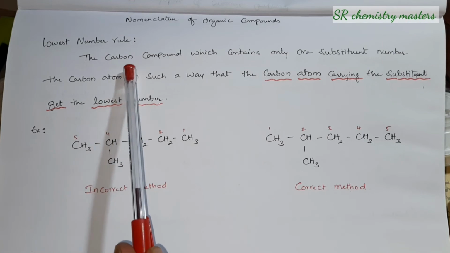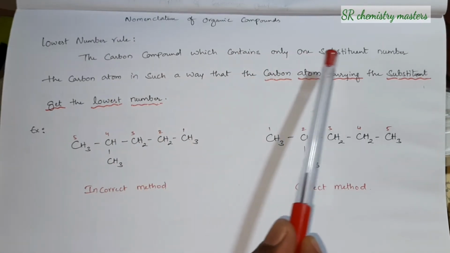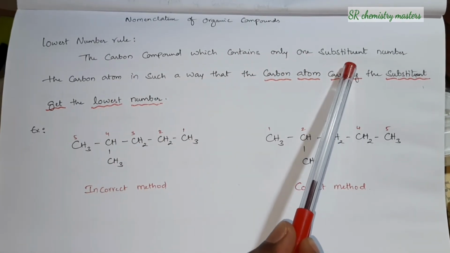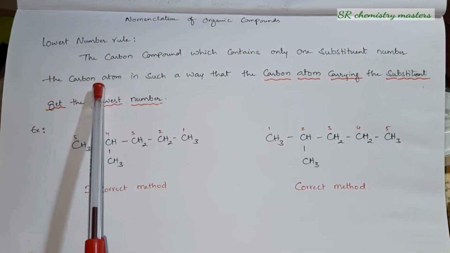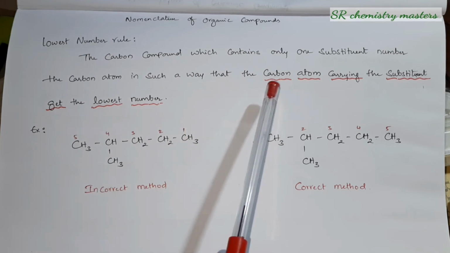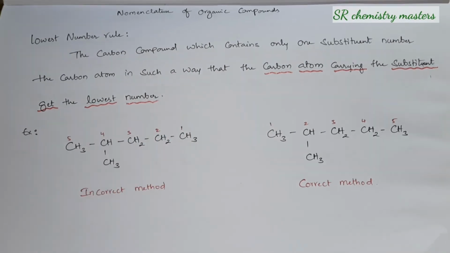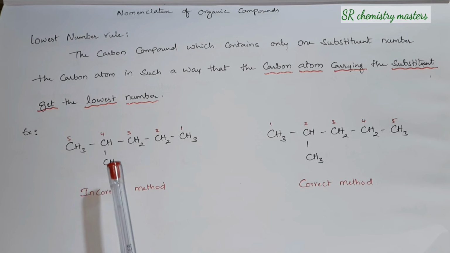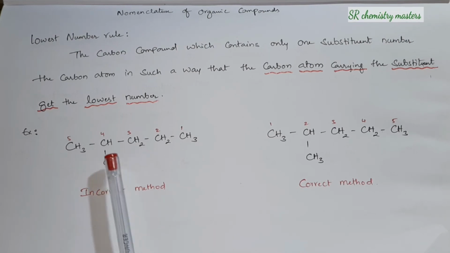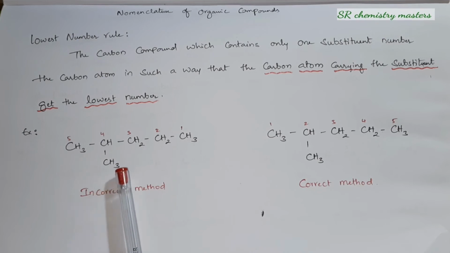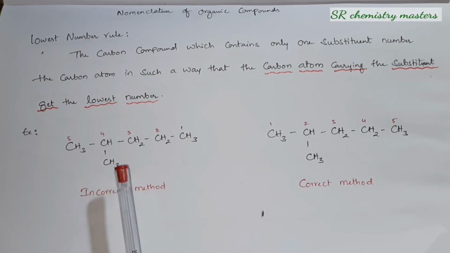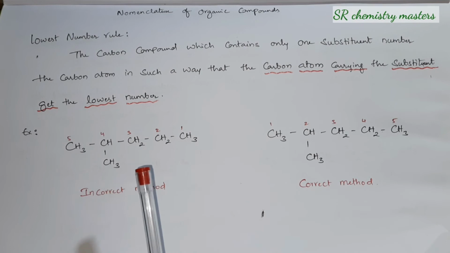Lowest sum rule. For example, if we have a carbon compound which contains only one substituent group, the carbon atom to which the substituent group is attached should be given the lowest number. Here, while numbering the carbon atoms, the carbon atom to which the substituent is attached should be given the lowest number, or else it will be an incorrect method.